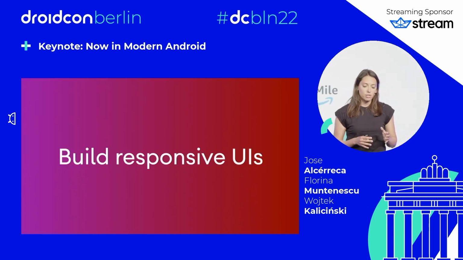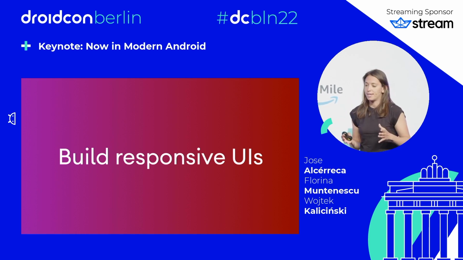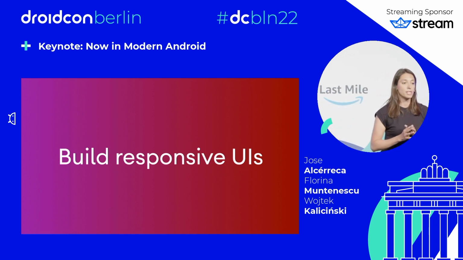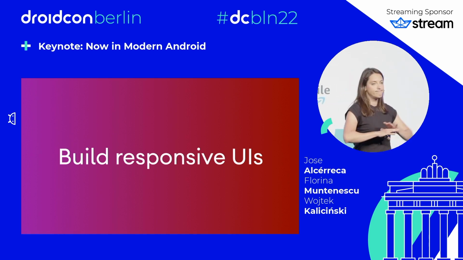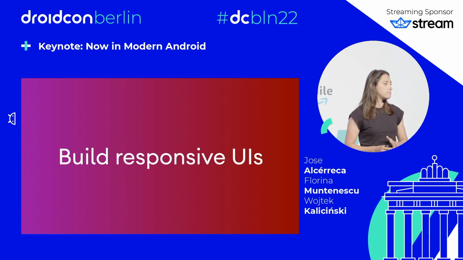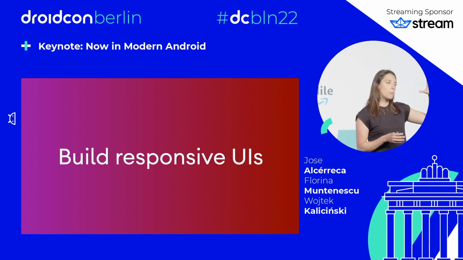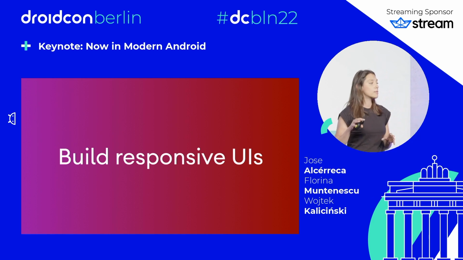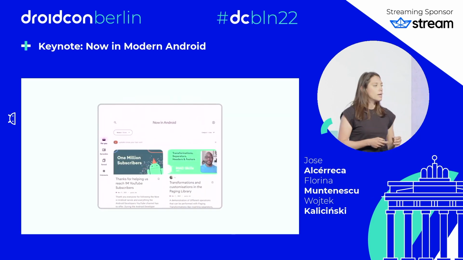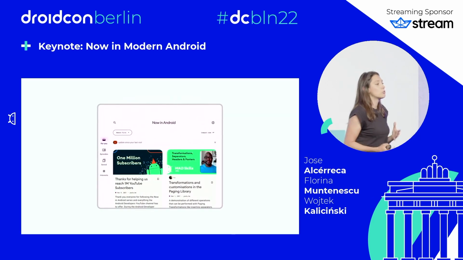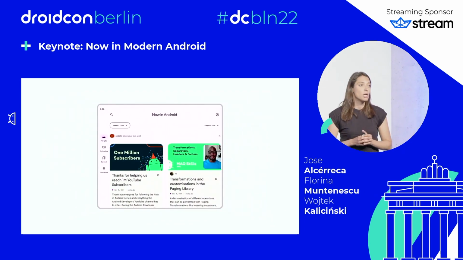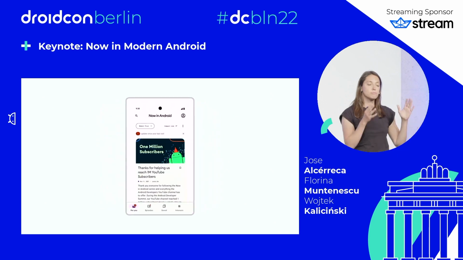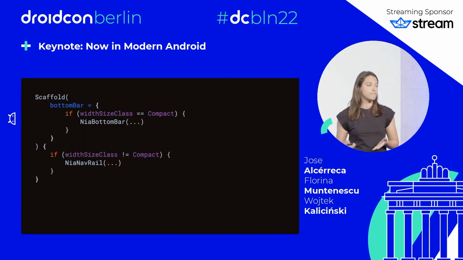So Compose is not opinionated only in its components, but also when it comes to building layouts for large screens. More precisely, we recommend building responsive UI to ensure that your app looks good, no matter what device it runs on. Compose helps with building top-level adaptation and with building responsive components. It makes it easy to change what you show based on the available space. So for example, in Now in Android, we switch from a bottom navigation to a nav rail for larger screens.